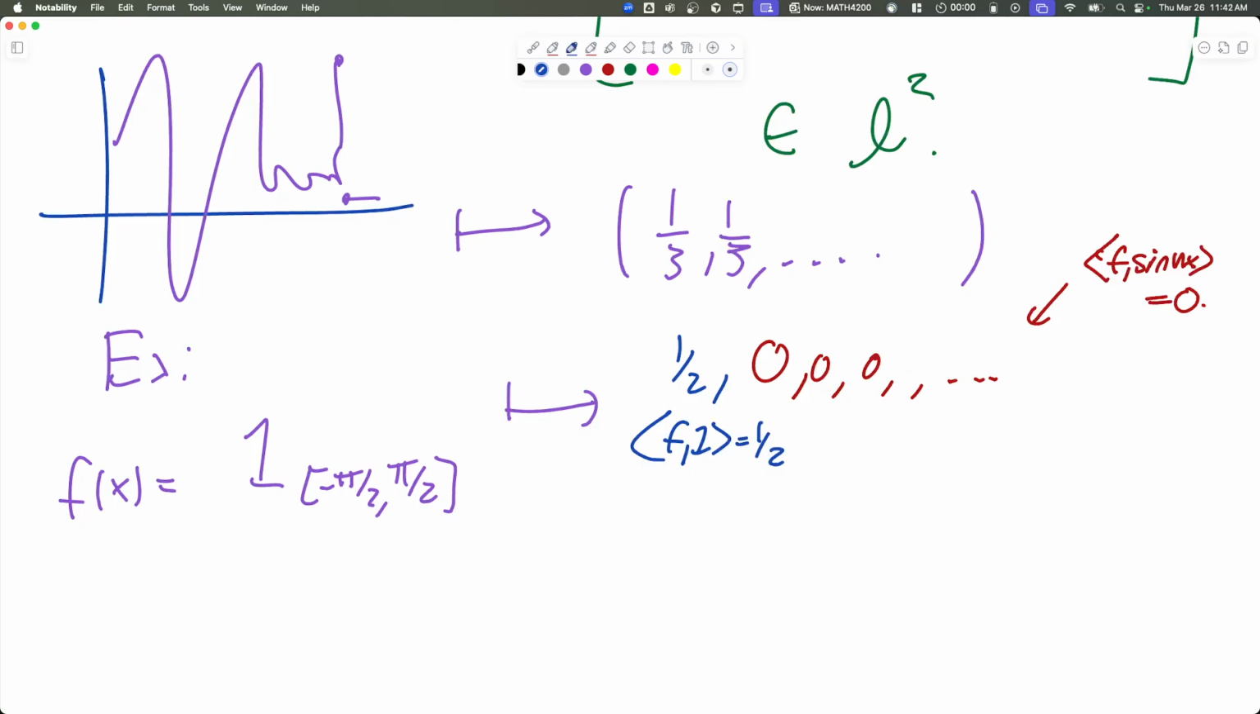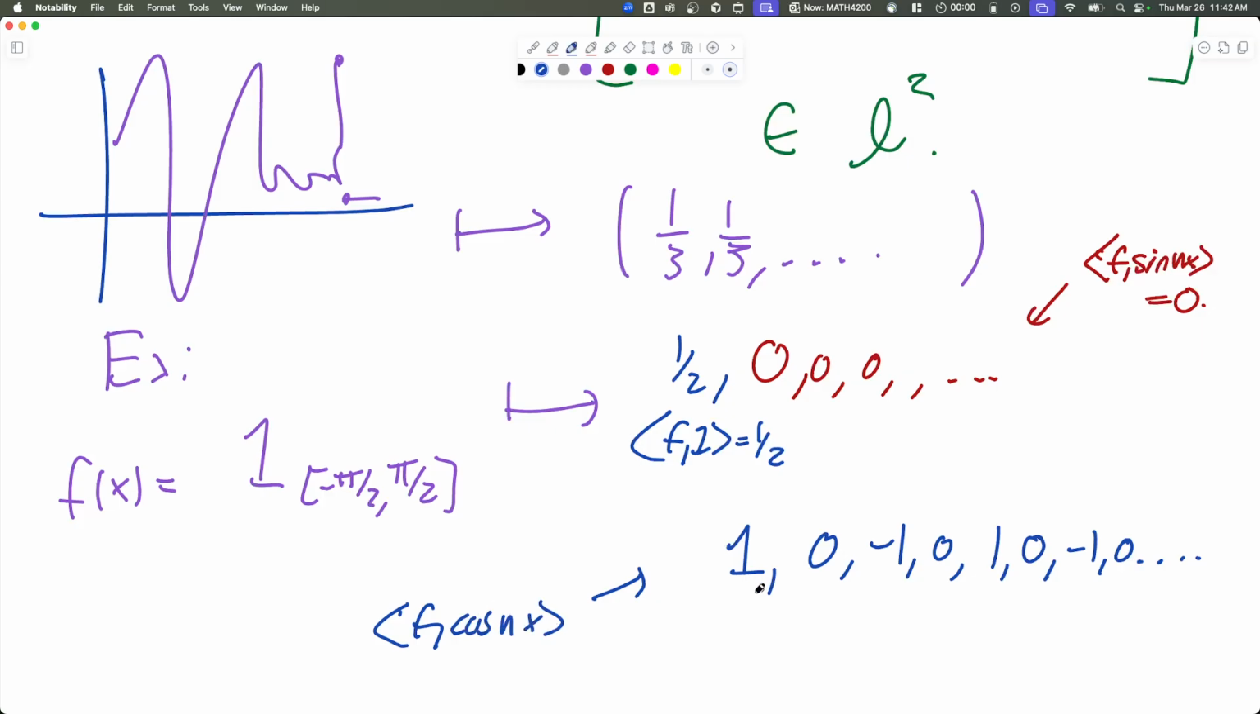And for all the cosine ones, the answer goes minus 1, 1. Wait, I guess it goes 0, 1, 0, minus 1, 0, 1, 0, minus 1. So the other list goes like this. And it starts with n pi over 2. So it starts at 1. So 1, 0, minus 1, 0, 1, 0, minus 1, 0, dot, dot, dot. And this was the inner product of f with the cosine of nx. And then I had to divide by n, right? So maybe this divided by 3.